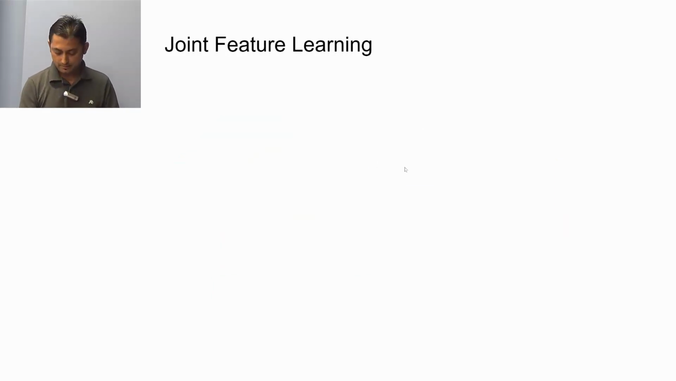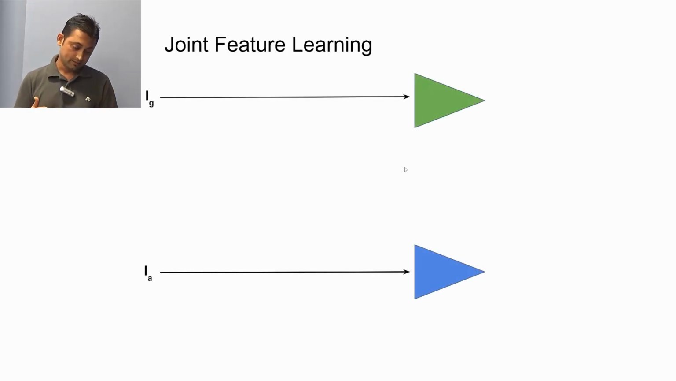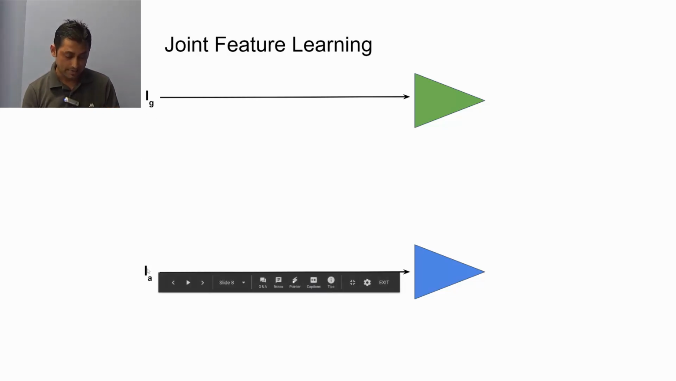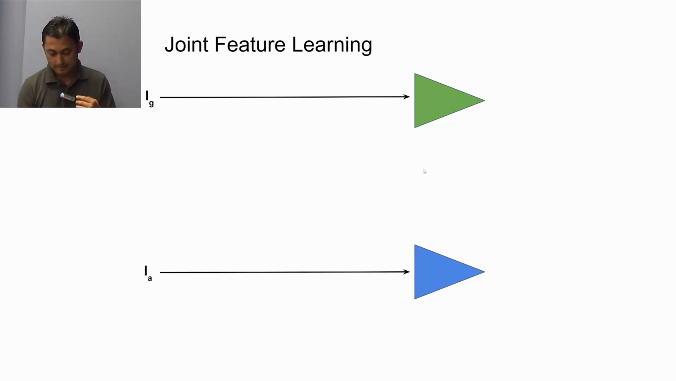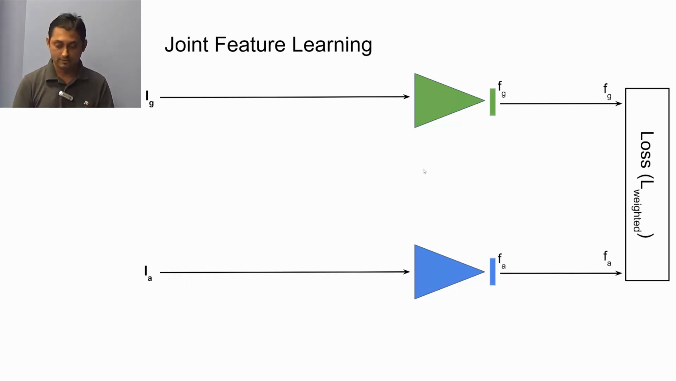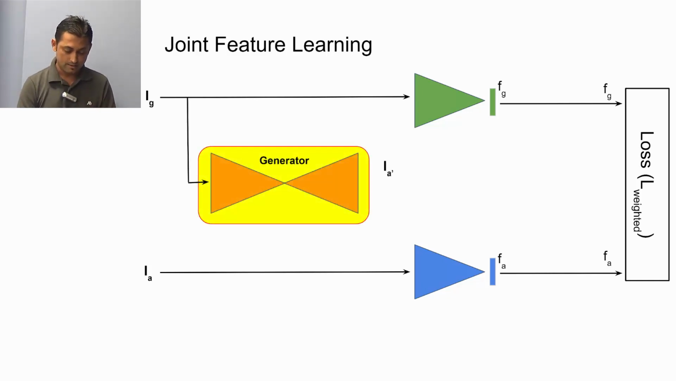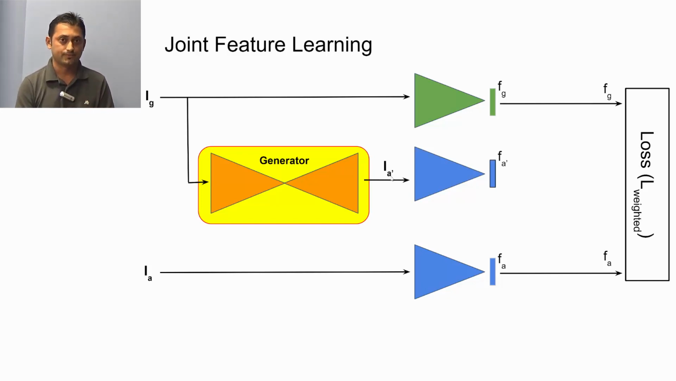For our joint feature learning approach, traditionally we have image IG, which is the ground image, and image IA, which is the aerial image, that go through the encoder networks to learn the features FG and FA by minimizing the distance between them. In our approach, we also have the pre-trained generator network that learns to generate image IA prime. Then we pass this image through the encoder network to learn the feature FA prime for the synthesized image. Here the two networks share the weights because both of them are looking at images from the aerial view.